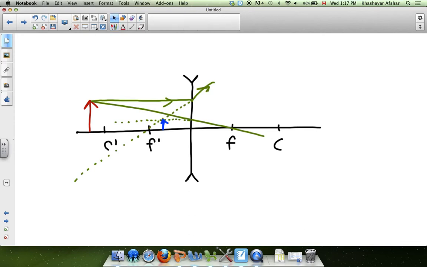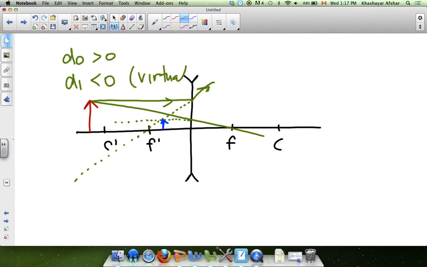All right. So what can we say about this image? First of all, we know that the object is positive. The distance of the object is positive. In this case, because the image is on the same side of the lens as the object is, the image is going to be virtual. So in other words, the distance of the image is going to be negative, and I'm going to, in brackets, write down that it's virtual.